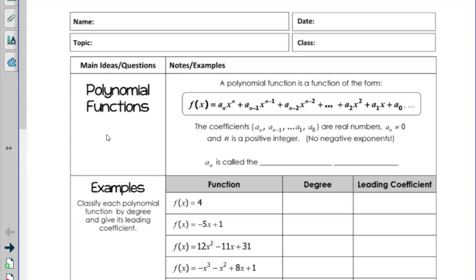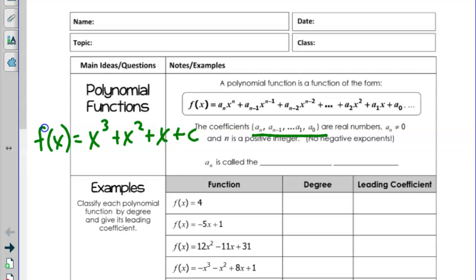Okay, so if I actually put numbers in, let's say it was f of x and it started with x cubed. What would the next term be? X squared, so n minus 1. And then what would the next one be? And then the last one. Some constant, I'll call it. And then the a sub n minus 1. Right here it's telling you these are real numbers.